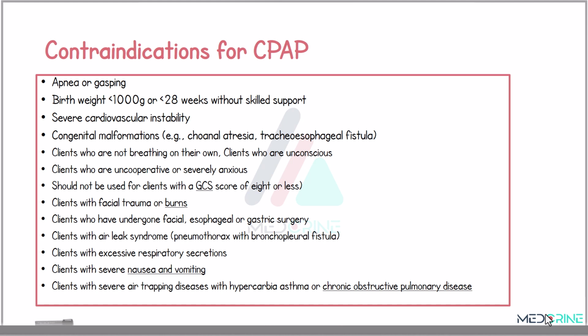Some of the contraindications in the use of CPAP are patients who are apneic, gasping, or those who have a birth weight under 1,000 grams without expert care. Other contraindications include severe cardiovascular instability and congenital anomalies, for example, choanal atresia and tracheoesophageal fistulas. It is contraindicated in patients who are not breathing on their own or those who are unconscious, in clients who are uncooperative or severely anxious, and should not be used in clients with a GCS score below 8.